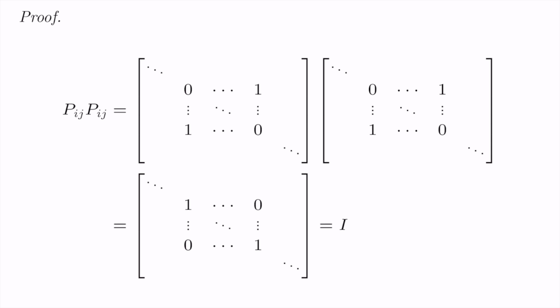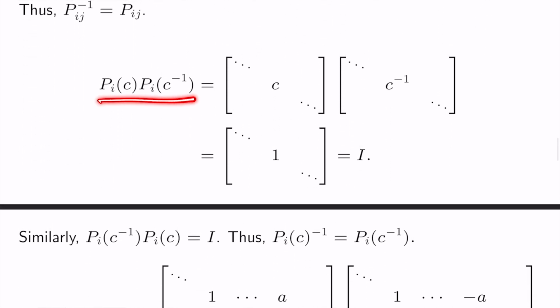Okay, next let's look at this product. So Pi of C times Pi of C inverse. So we have this matrix and this matrix. So this is a diagonal matrix, so all the off-diagonal elements are 0. So if we take this row, the row i and the column i, if we multiply them, we get 1. And if we swap the order, this becomes C inverse and this becomes C, and we still get the same result, the identity matrix. Therefore, the inverse of Pi of C is equal to Pi of C inverse.